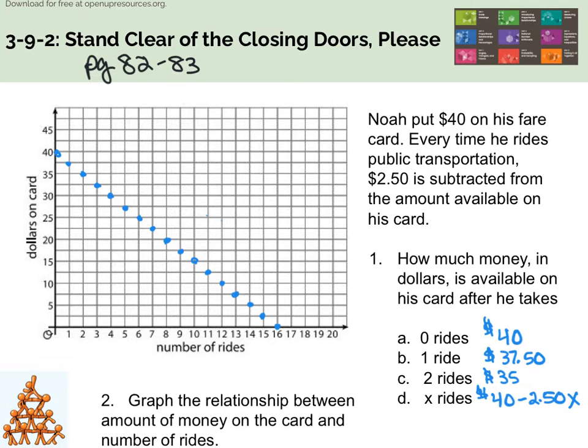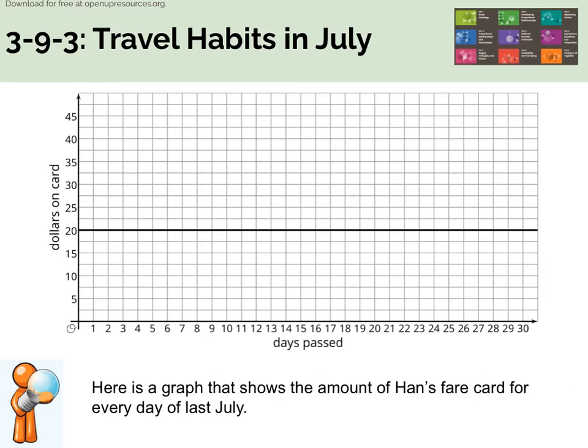All right, so if you actually look at the graph, how long does it take for Noah to have $0 on his card? It will actually take 16 rides. And how do you see that? Well, if you follow this line that we just barely made, down here we have $0. And how long did it take? It went 16 rides.